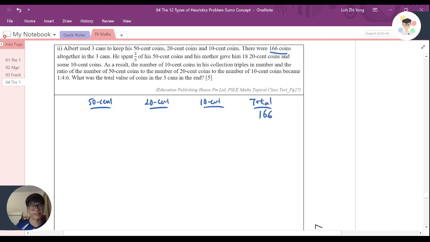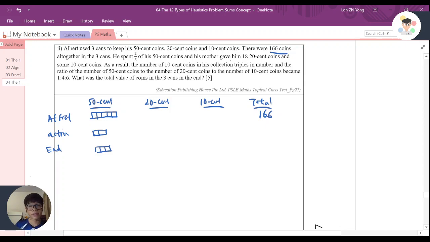However, it then says he spent 2 over 5 of his 50-cent coins. It means that at first I have a value, I have 5 units: 1, 2, 3, 4, 5. This is what I have at first. But there's an action here, or a change: I spent 2 units. So I know that at the end, I only have 3 units left. Okay, this is what happened.